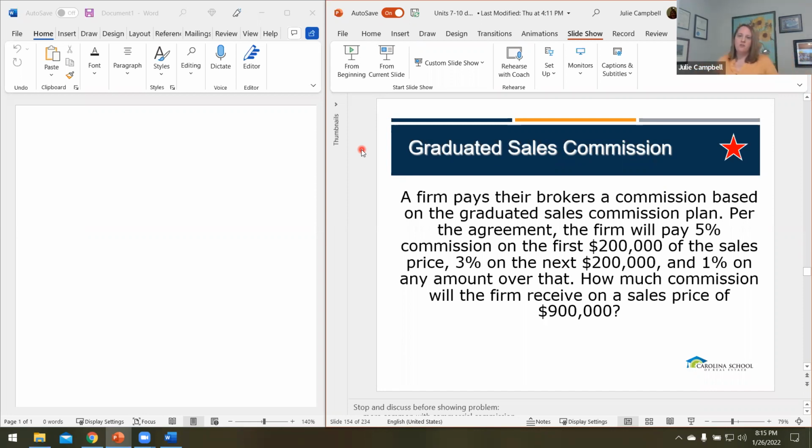A firm pays their brokers a commission based on the graduated sales commission plan. Per the agreement, the firm will pay 5% commission on the first $200,000 of the sales price, 3% on the next $200,000, and 1% on any amount over that. How much commission will the firm receive on a sales price of $900,000?